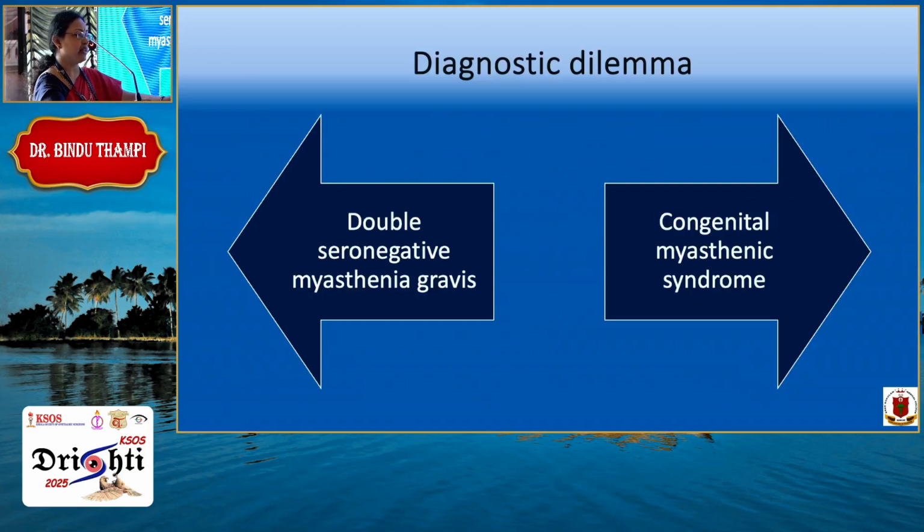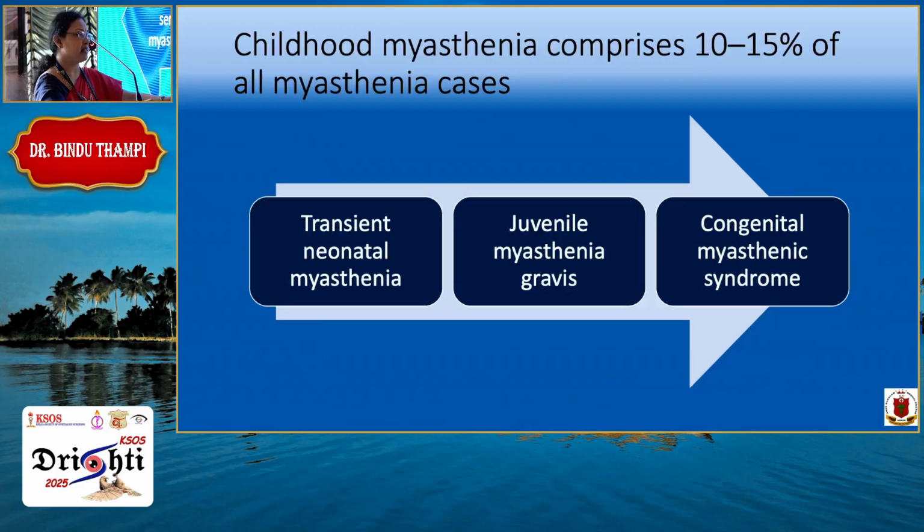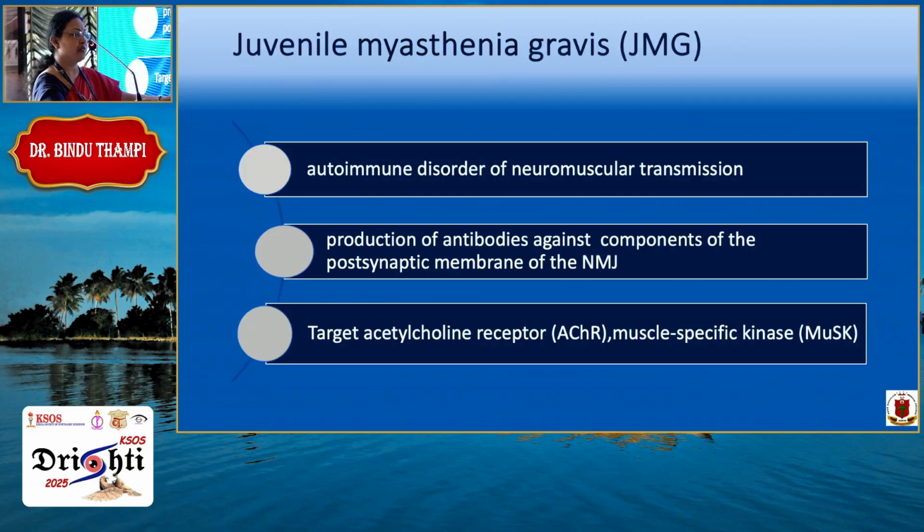That led to a diagnostic dilemma whether it is a double seronegative myasthenia gravis, since in myasthenia gravis 70 to 80% show a positive serology, or a congenital myasthenic syndrome. So we shall see about childhood myasthenia. It comprises around 10 to 15% of myasthenia cases. It could be transient neonatal myasthenia, juvenile myasthenia gravis, or a congenital myasthenic syndrome. Transient neonatal myasthenia occurs due to transplacental diffusion of autoantibodies from a myasthenic mother. So we ruled that out, and we were left with the other 2 options. Let us see what they are.